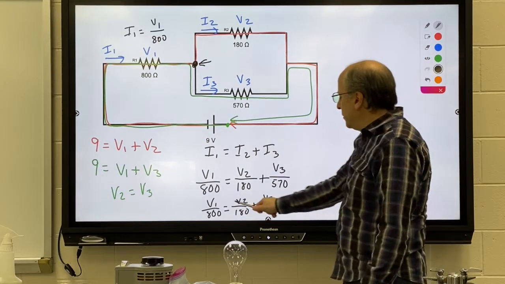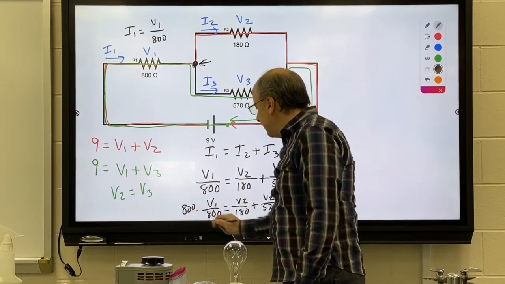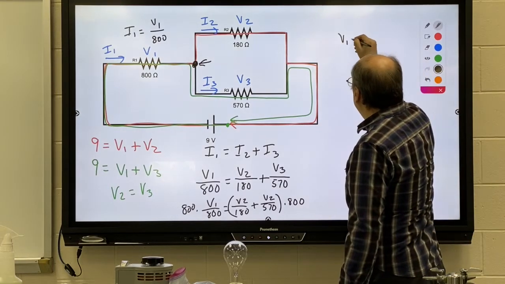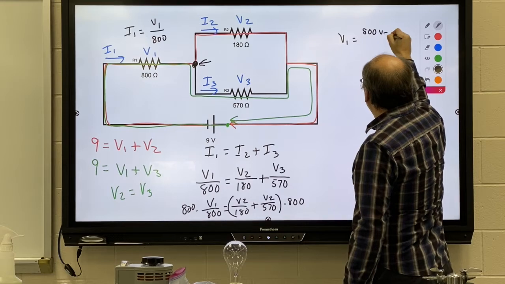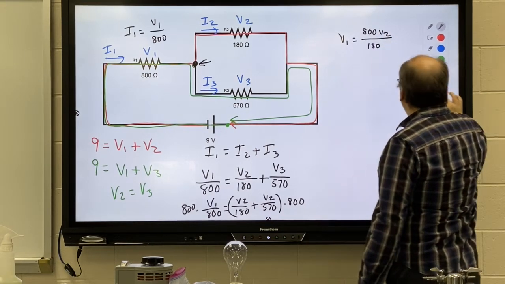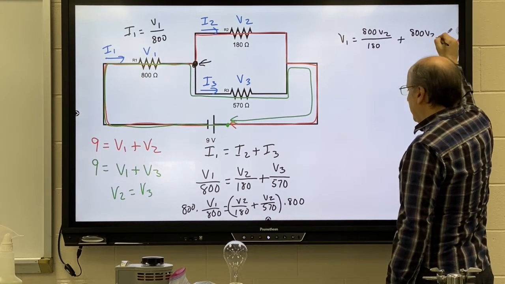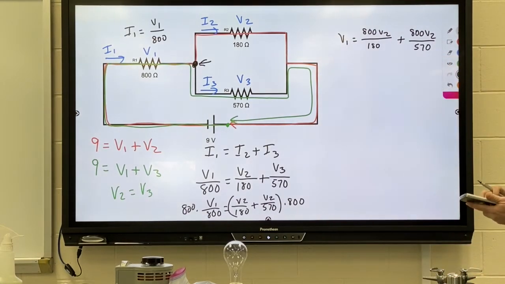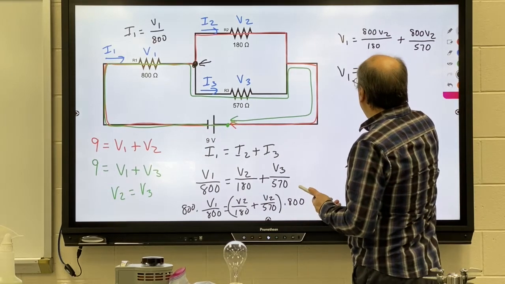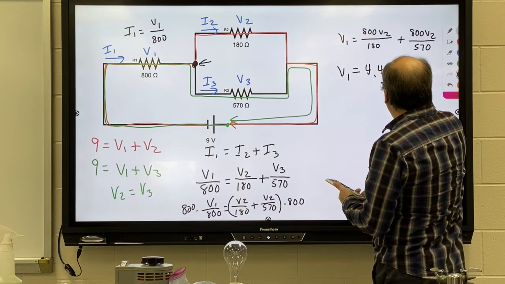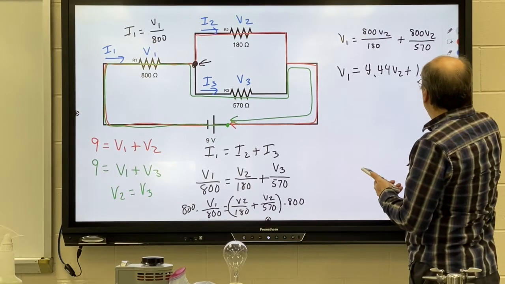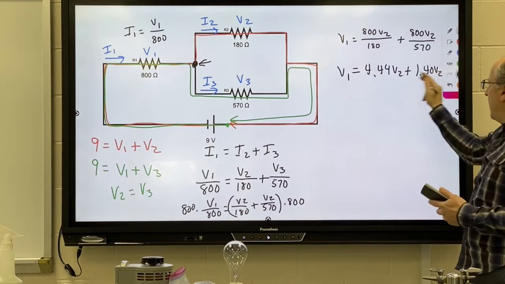But what we can do is multiply both sides by 800. Get rid of the 800 on the left. I would then just have V1 equals 800 V2 over 180, and I would have 800 V2 over 570. Again, I can't add the denominators, but I could turn them into decimals. So I'm going to do 800 divided by 180. I'm going to get V1 equals 4.44 V2 plus 1.40 V2. I now have V2 and V2, so I could add.